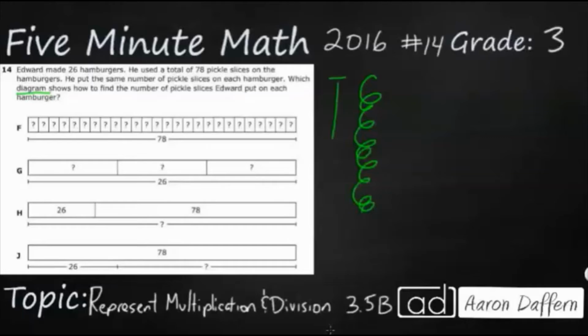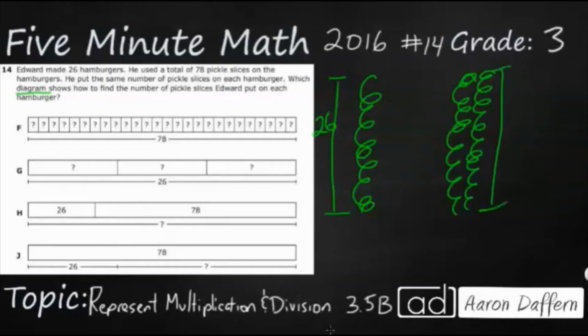I'm going to say this is 26. If I wanted to, I could draw 26 individual circles, but I'm not really going to do the problem like that. Then we've got more pickles, a whole lot of pickles, and I'll say this whole thing is 78. We're putting the pickle slices onto the hamburgers, but we need to have a representation in our brains of what's going on to what.